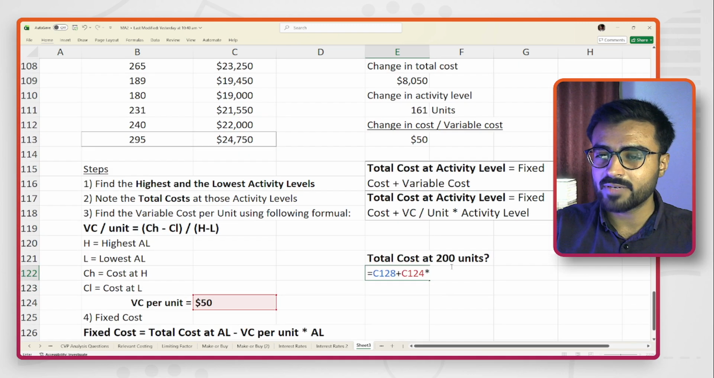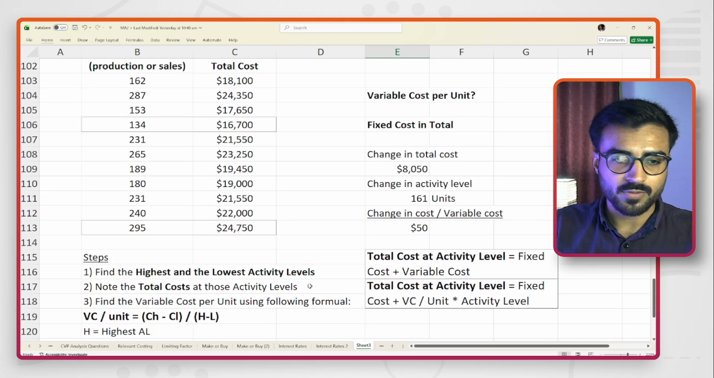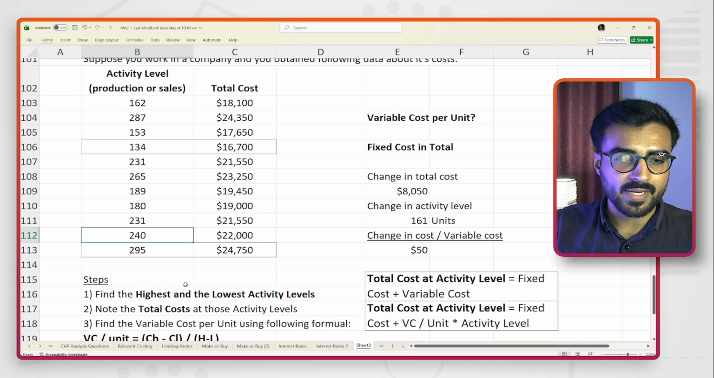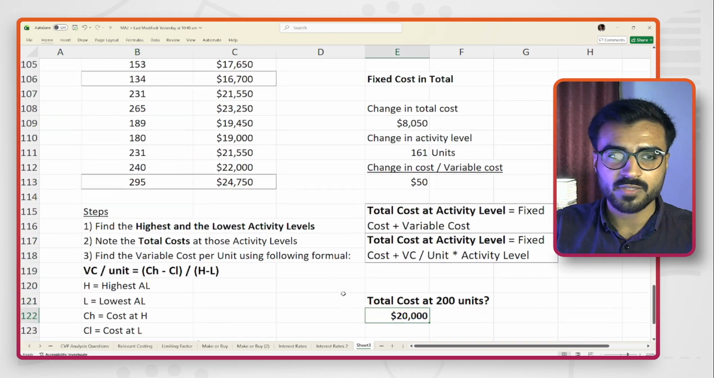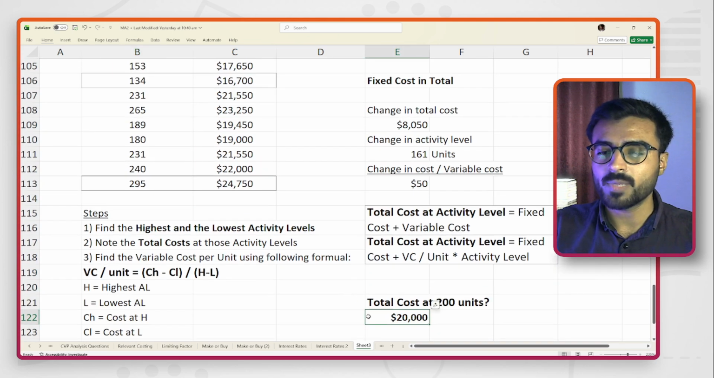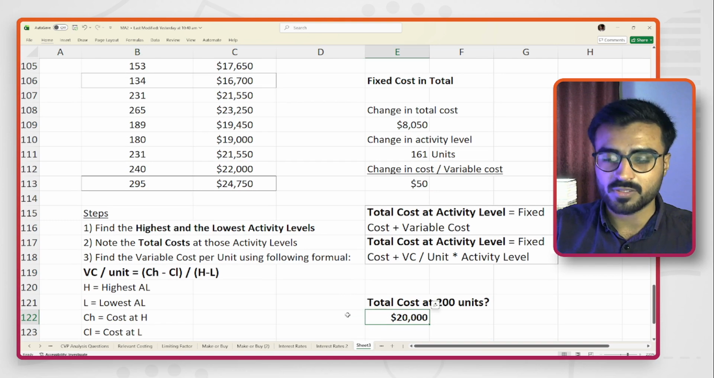Now what is the activity level that we are using in this forecast? It is 200 units. So multiply by 200. So our total cost would be $20,000. So you see, this is very simple, very easy to do. So you can look at it here to make sense. For example, we said that the total cost at 200 units would be $20,000.